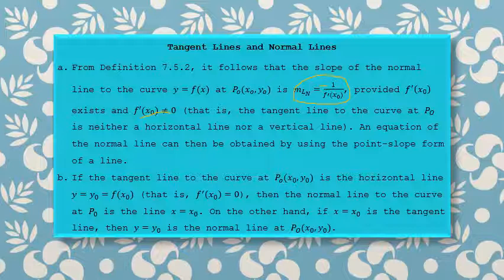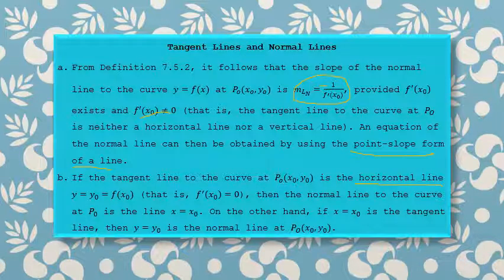An equation of the normal line can then be obtained by using the point-slope form of a line. So, alam natin yung point-slope form of a line, that is y minus y sub O equals m times x minus x sub O sa analytic geometry 1 natin.